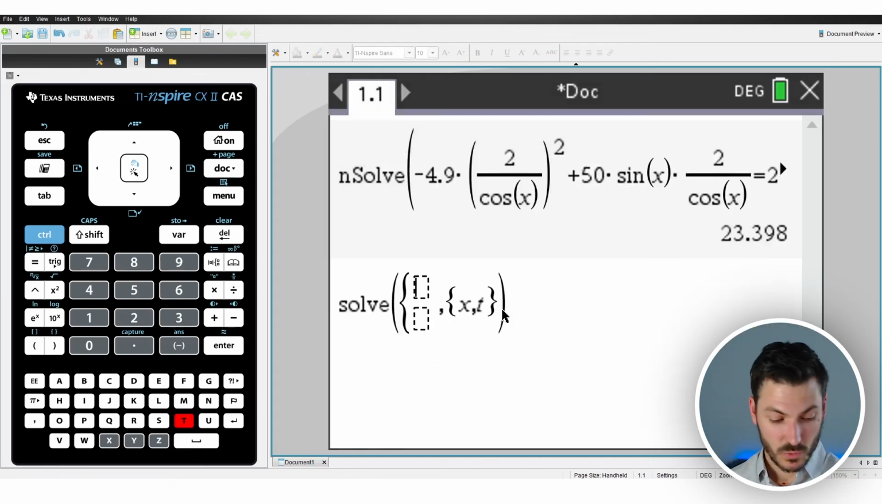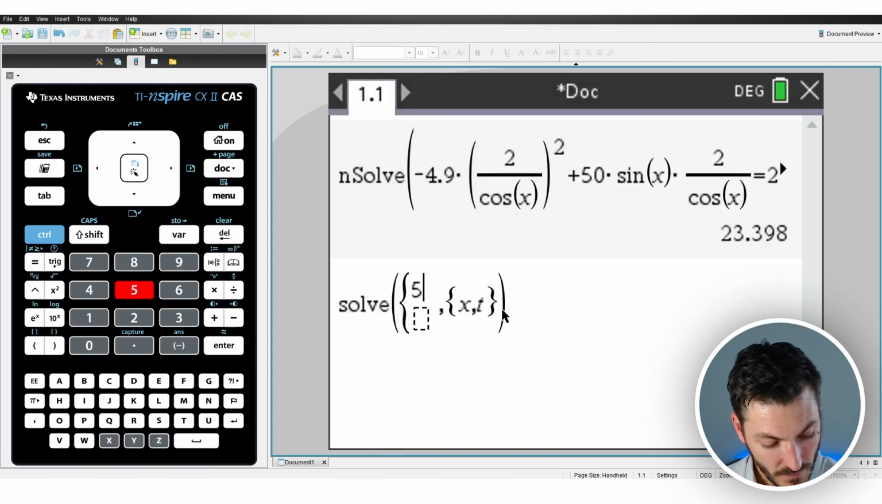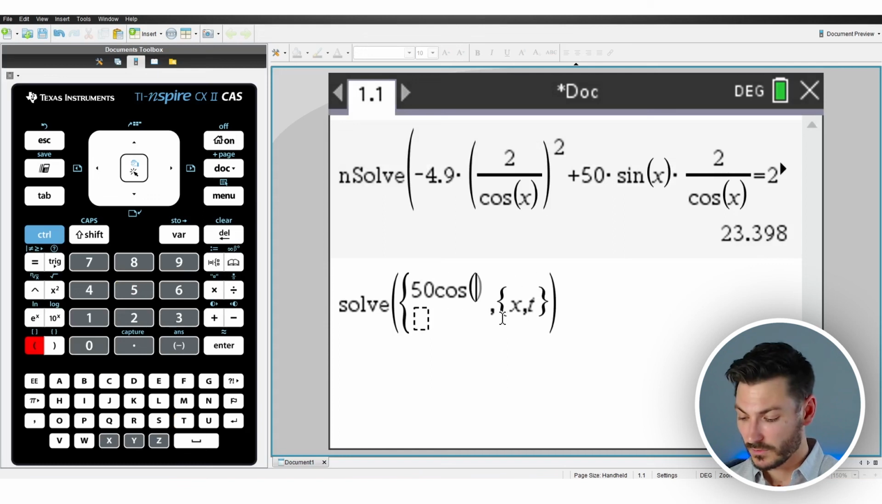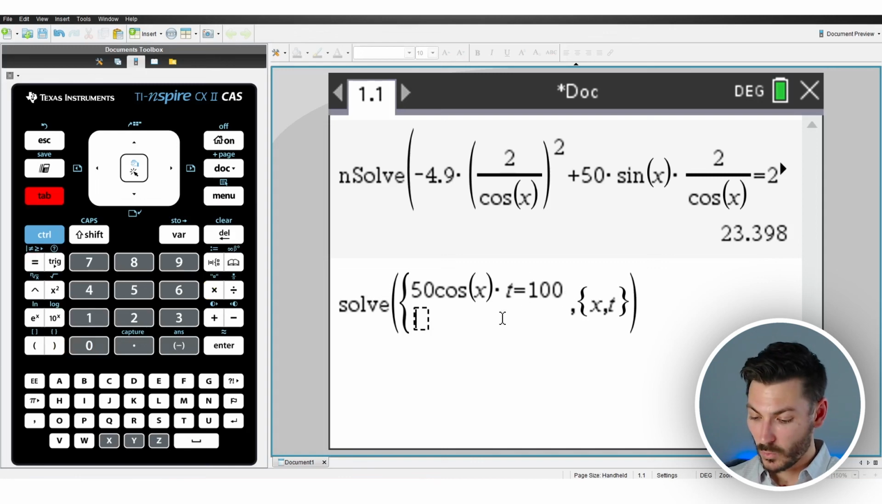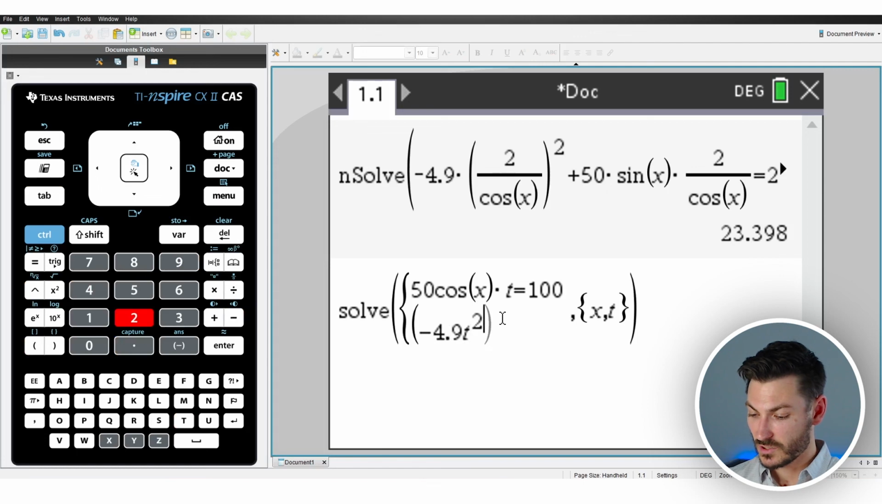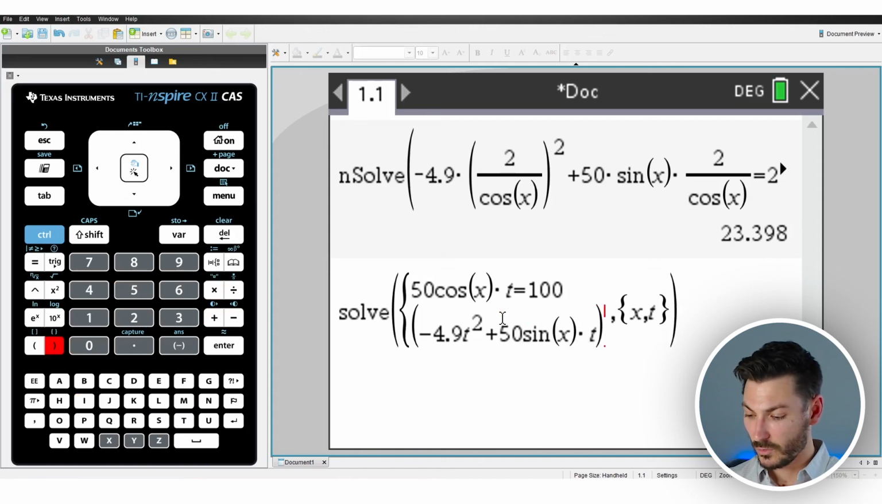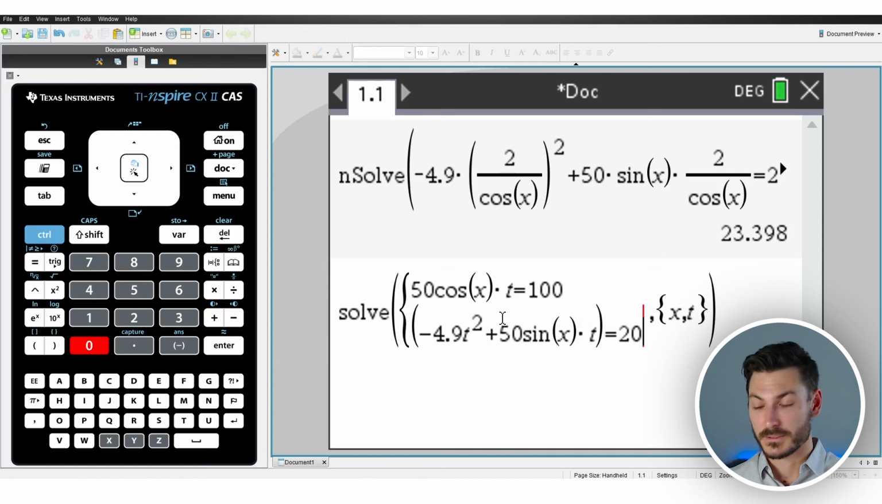So now, my first one was 50 cos theta t. So it's going to be 50 cos of x times time, all of that equal to my 100 meters. And my y was negative 4.9 t squared, and then we had plus 50 sine of x times t. And all of that was equal to 20 meters high.